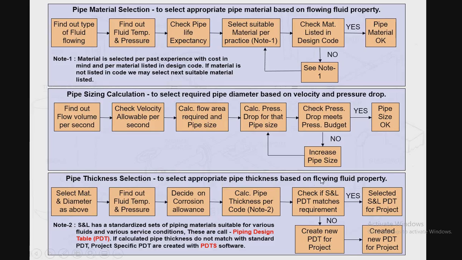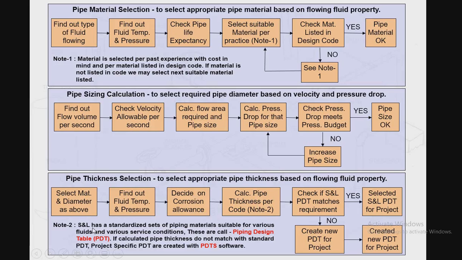To select appropriate pipe thickness based on flowing fluid property, select material and diameter as we said here. Find out fluid temperature and pressure. Decide on corrosion allowance. Pipe thickness per code according to design code.